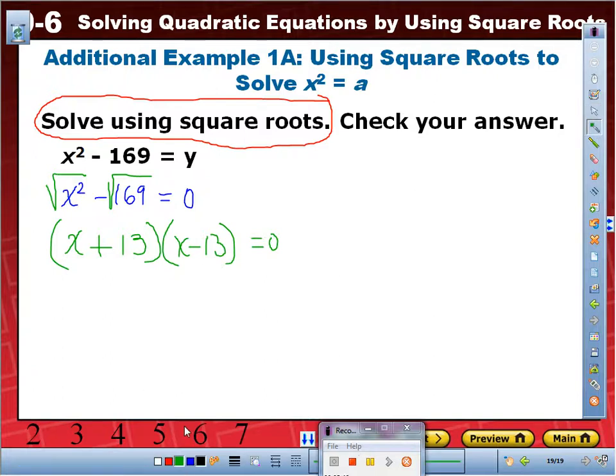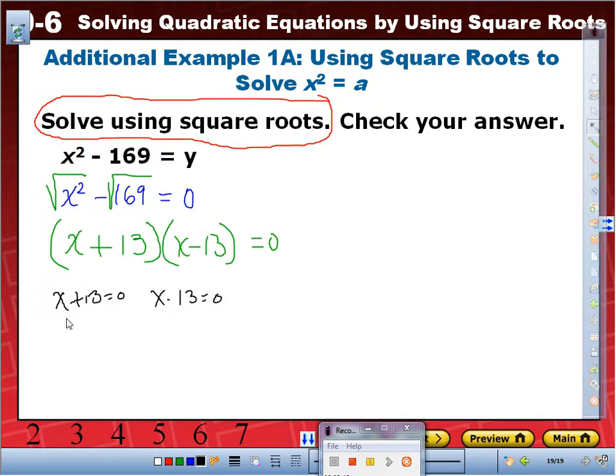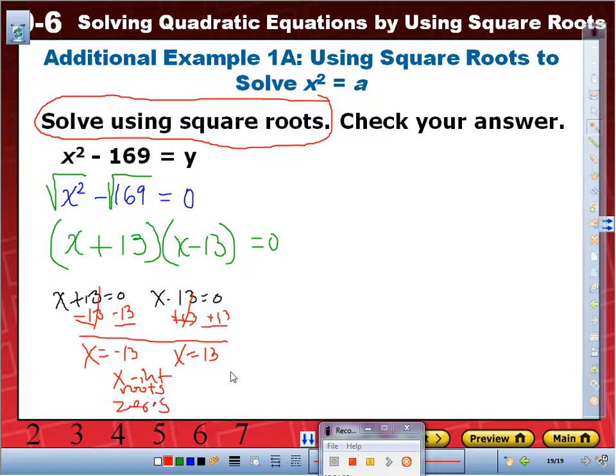Okay. For those of you that don't, this is a refresher. From there, we set each one equal to 0. x plus 13 equal to 0. x minus 13 equal to 0. And then we solve. So here we subtract 13, subtract 13. x equals negative 13, and x equals 13. And these are my x-intercepts, or my roots, or my zeros, and these are my solutions. Is that correct? Okay, copy that, please.